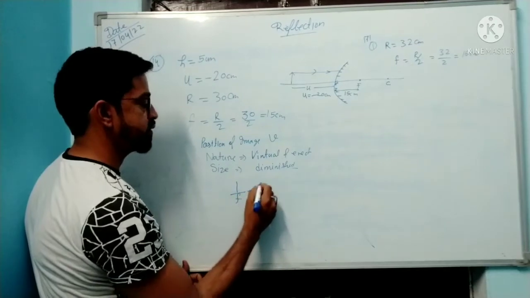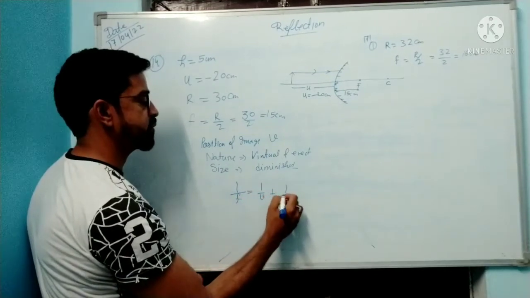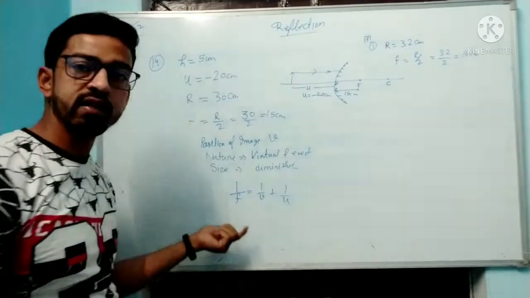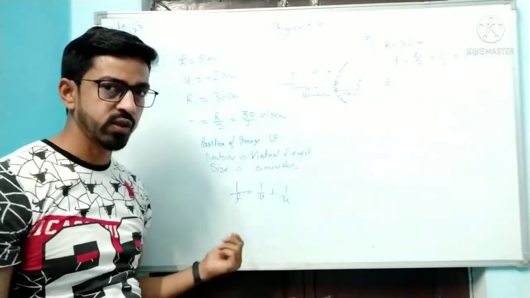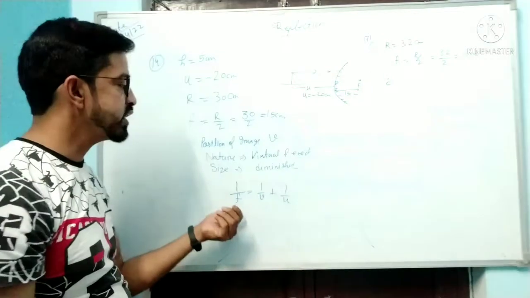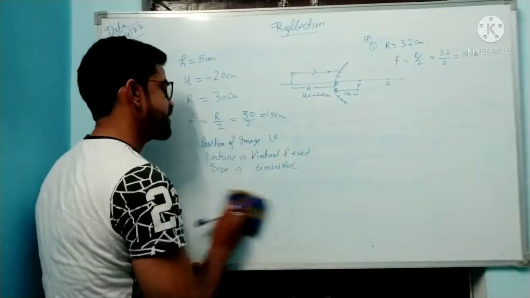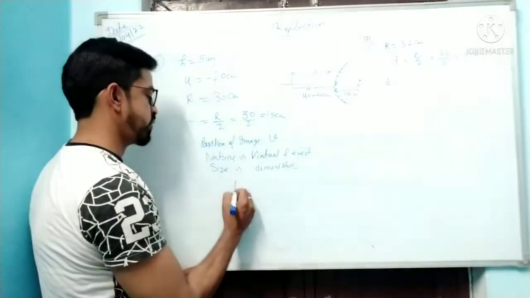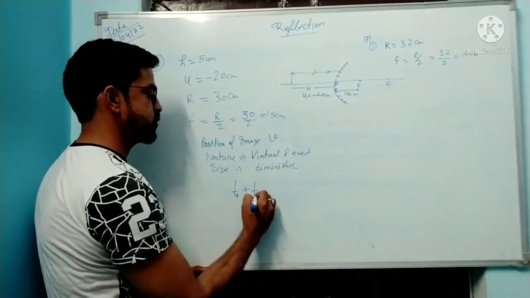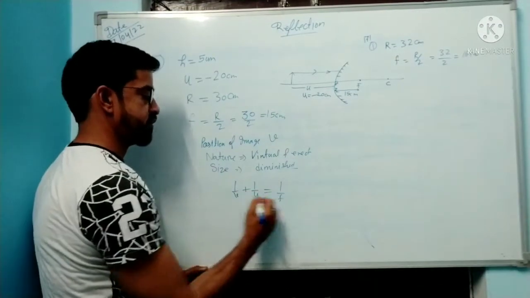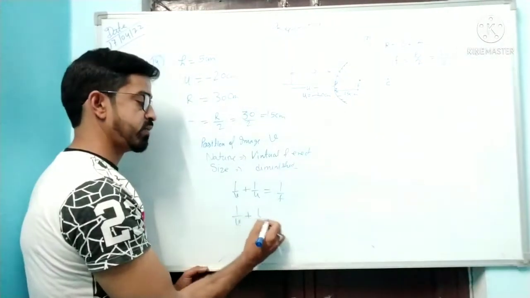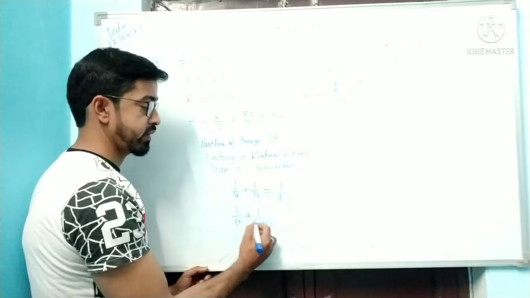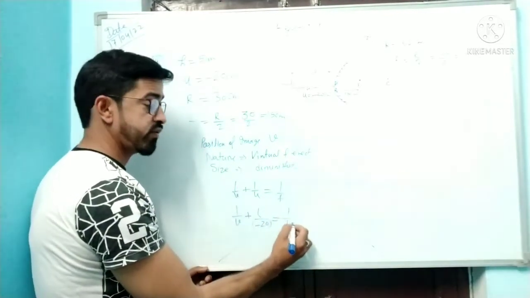1 upon F equals 1 upon V plus 1 upon U. You can write the formula, or you flip the formula: 1 upon V plus 1 upon U is equal to 1 upon F. What we need to find? 1 upon V. Let's write like previously: 1 upon V plus 1 upon U is equal to 1 upon F. Now put the value. 1 upon V plus 1 upon minus 20 is equal to 1 upon 15.